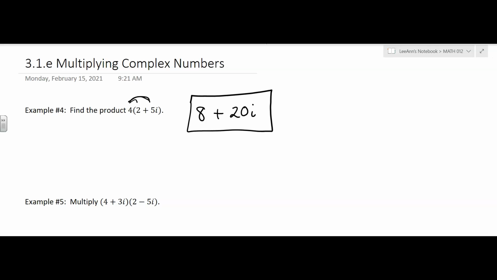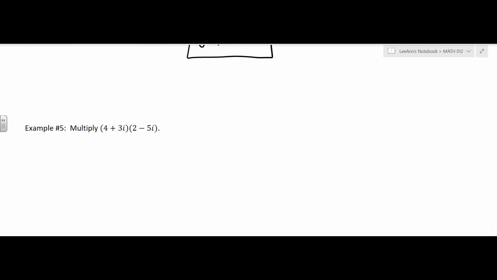Okay, the next one is going to be a little more exciting because we have a complex number times another complex number. Well, this is in the form of a binomial times a binomial. Now, these are not binomials. These are complex numbers, but they're in that form. And so I just think FOIL. So go 4 times 2. Okay, I can write 4 times 2 if you want to see that. And then 4 times the minus 5, I would put minus 4 times 5i.